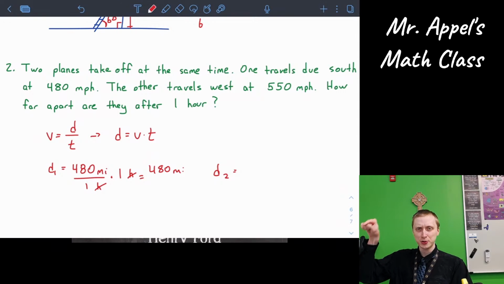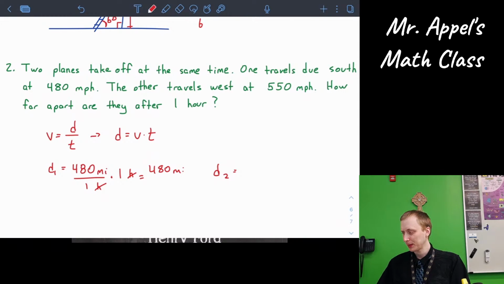Can I get distance 2 there in the chat? For the second plane? Follow this same unit conversion process. What do you get? It would be 550, right? Yeah, 550, right?